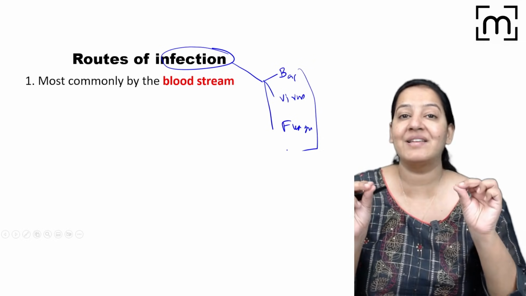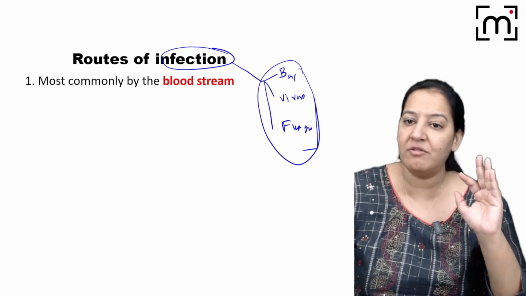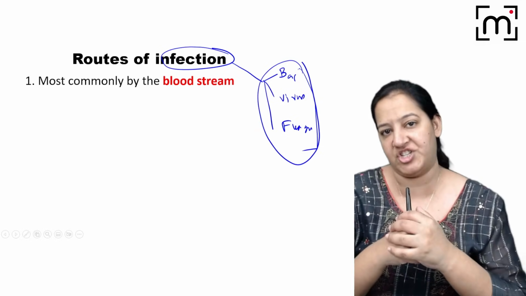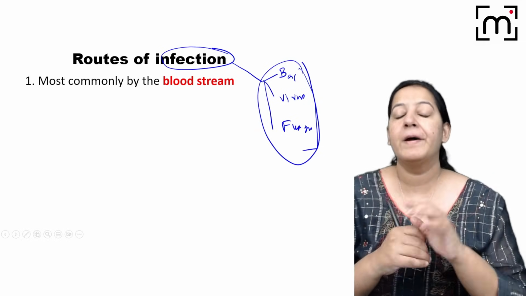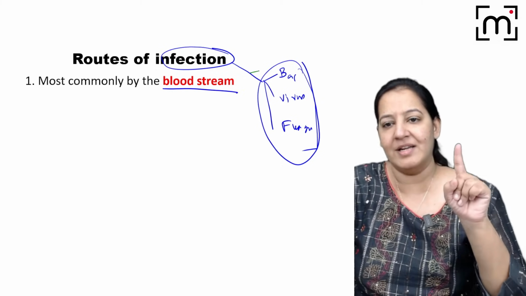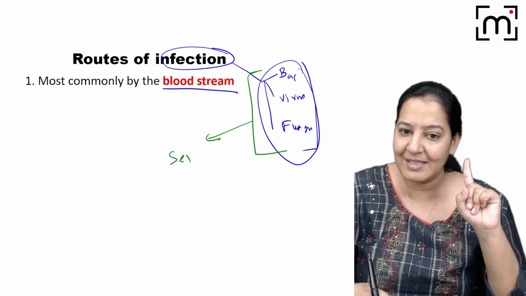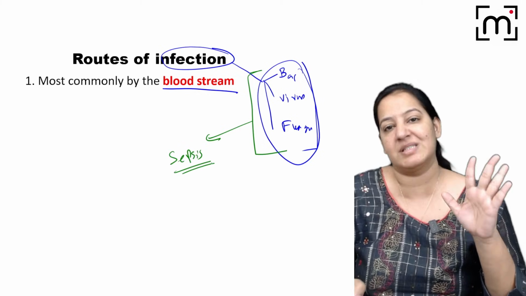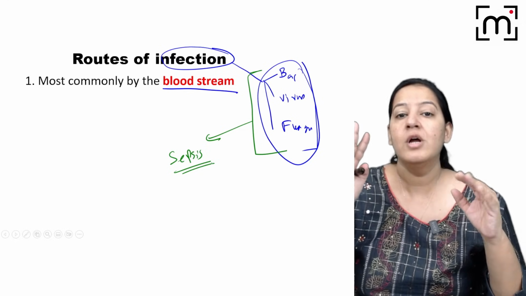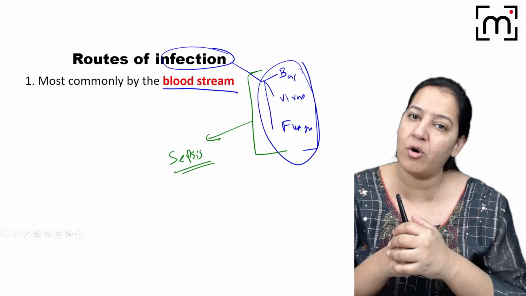So the question is: what is the route of entry of these organisms, how are these organisms reaching the meninges and causing the infection? What is the route of infection? The most common route of infection is the bloodstream. If any of these organisms, the bacteria, virus or fungus, is present in the blood, if there is sepsis, the blood is going everywhere, so blood is going to the meninges also. So via blood, they can reach the meninges and cause infection.